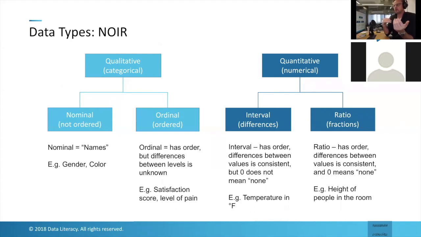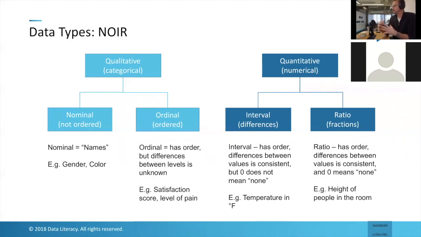Then you can talk about quantitative or numerical variables like interval versus ratio. And those are all different, and it's helpful to understand why they're different, right? An interval variable that's numerical has order, and the differences between the values are consistent, but zero has no meaning of none. A good example would be temperature in degrees Fahrenheit. Zero Fahrenheit doesn't mean there's no temperature or no heat.